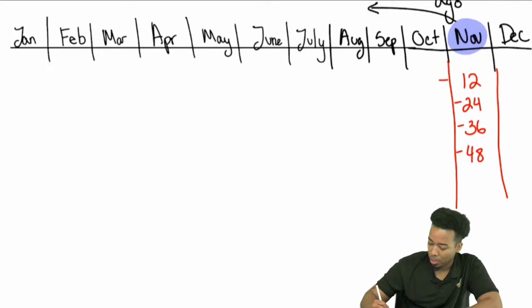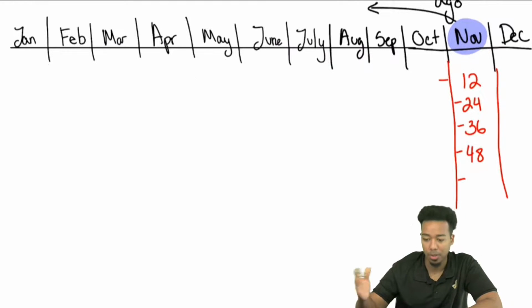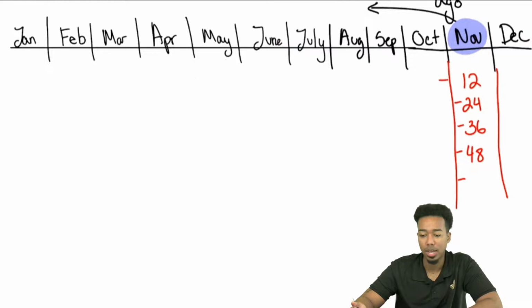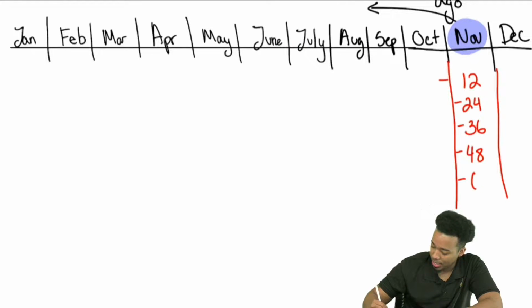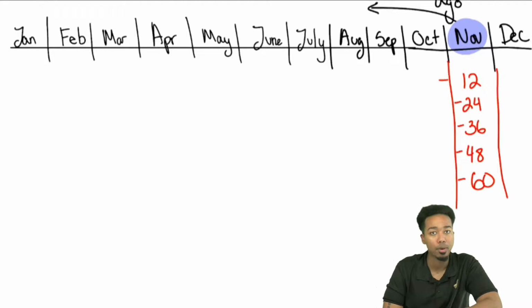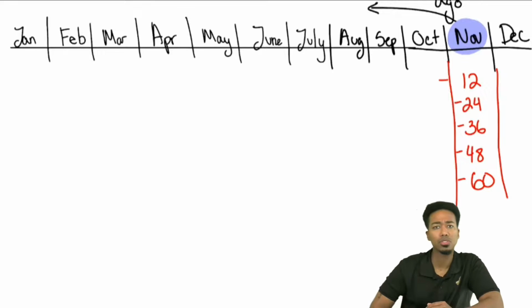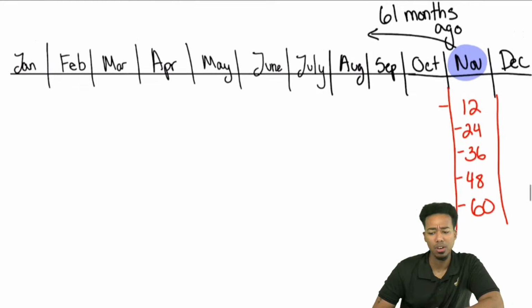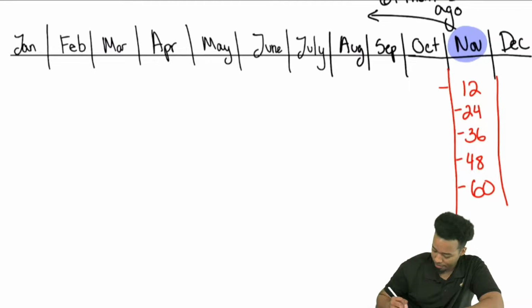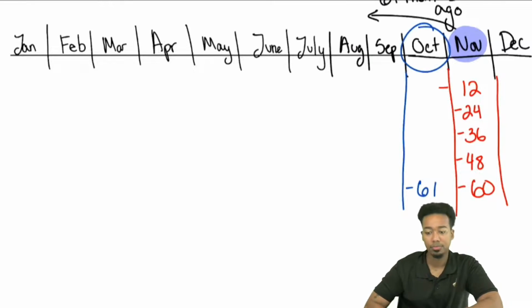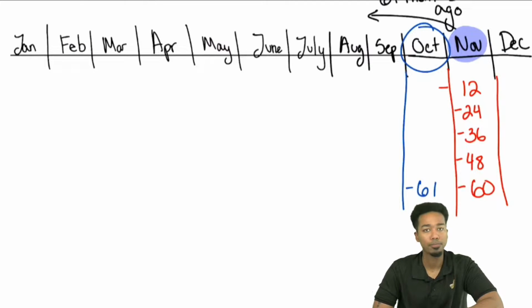If we go back another 12, how many months ago is that now? If we go back another year, where are we at now? 48, another 12 is 60, exactly. We end up still at November, 60 months ago. We need to get to how many months ago, everybody? Yeah, we just need to go one more month back. And what happens when we go one more month back? Right here, minus 61. That is October. That falls on October. Right there.